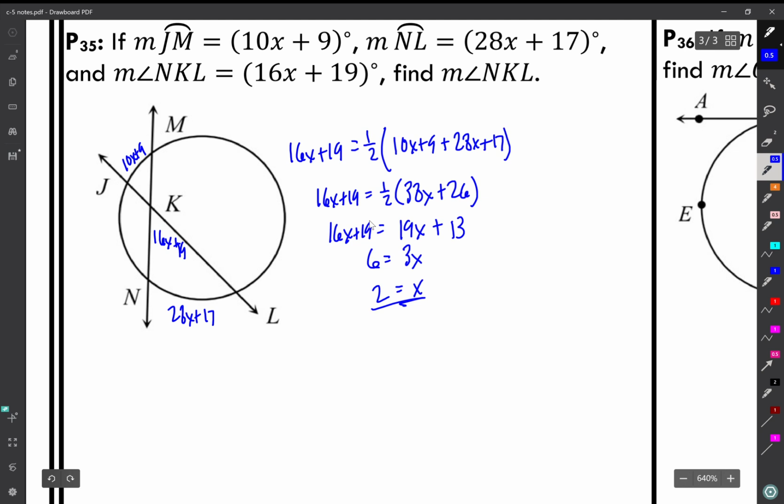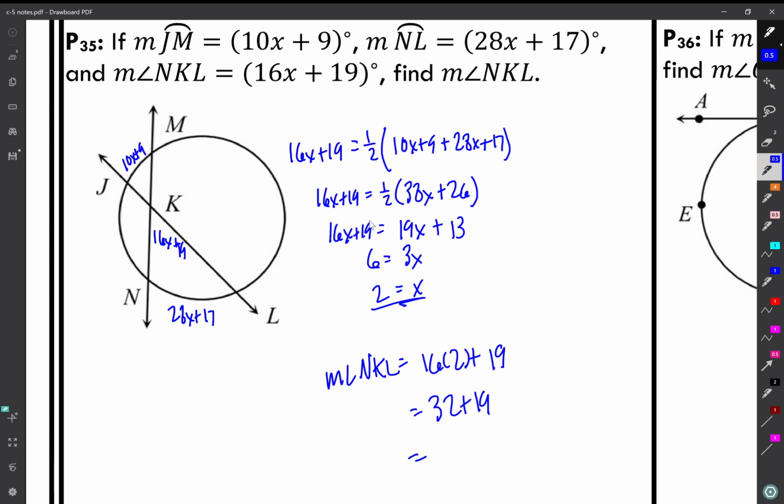Alright, I'm going to plug that in real quick, and then that'll give me the measure of angle NKL. And then in my calculator all together, it gives me 32 plus 19 is equal to 51 degrees. And that's what I've got right there.